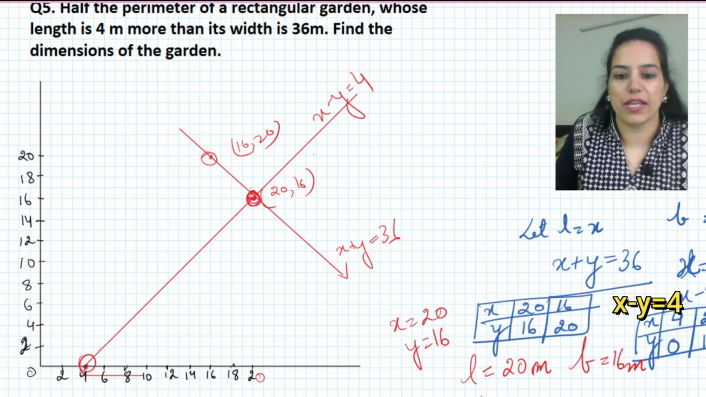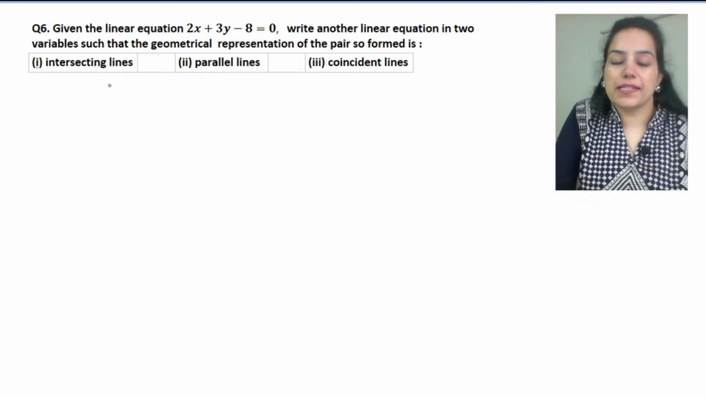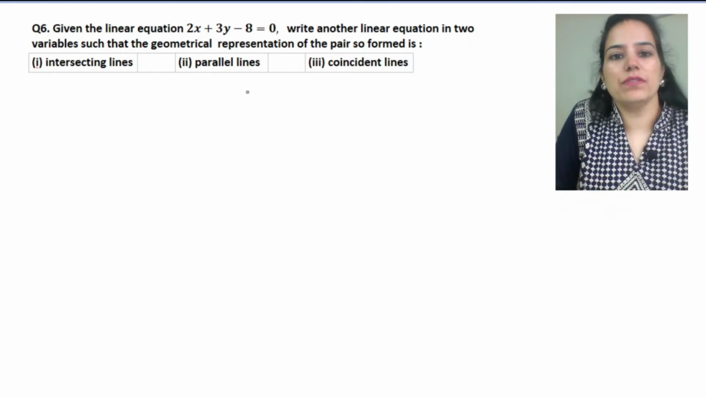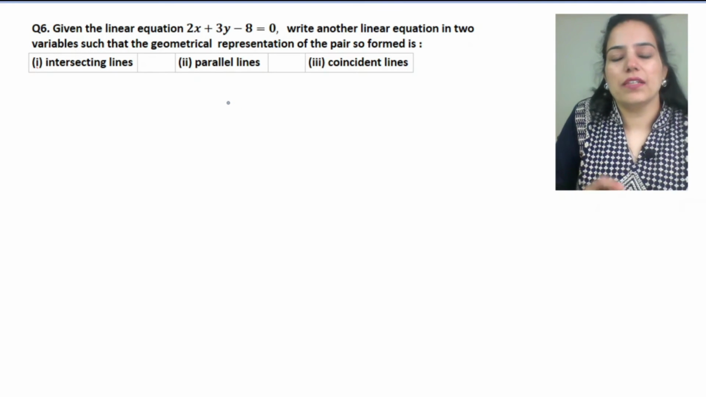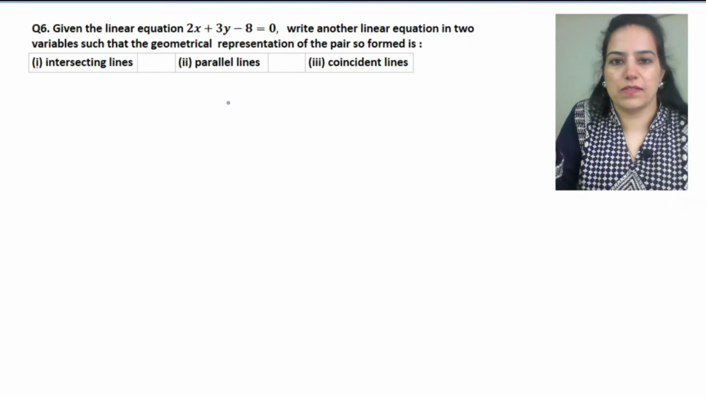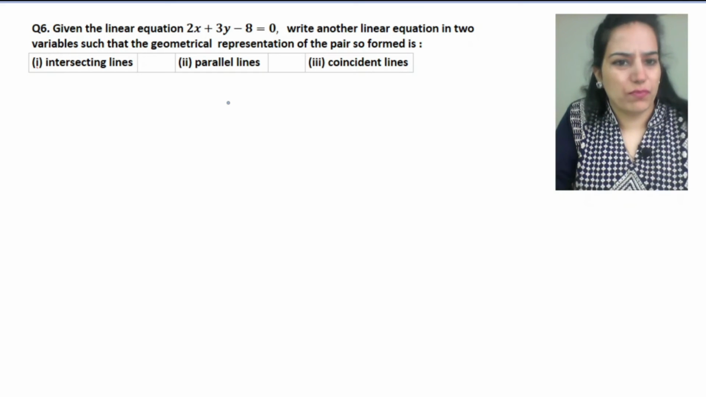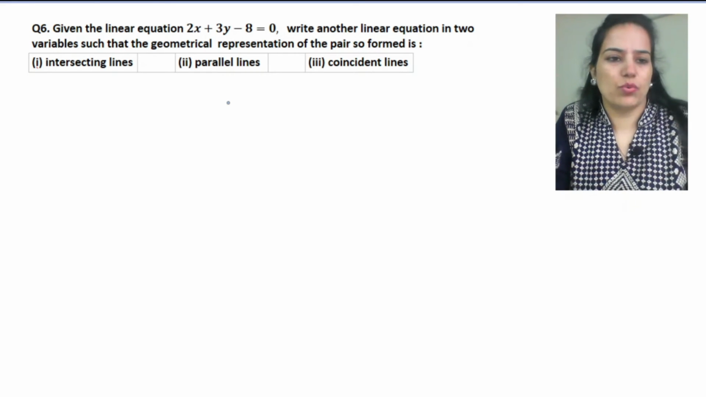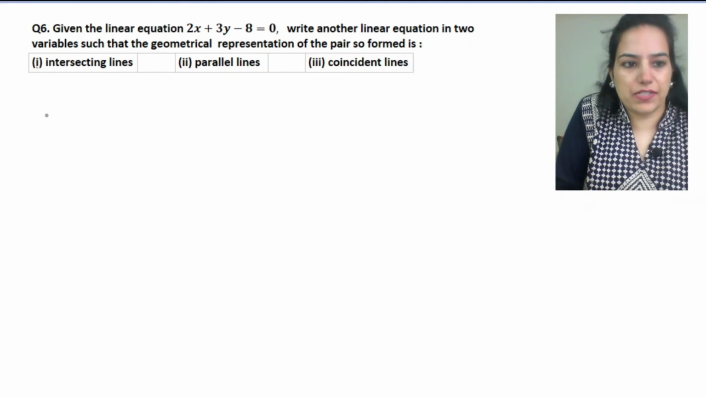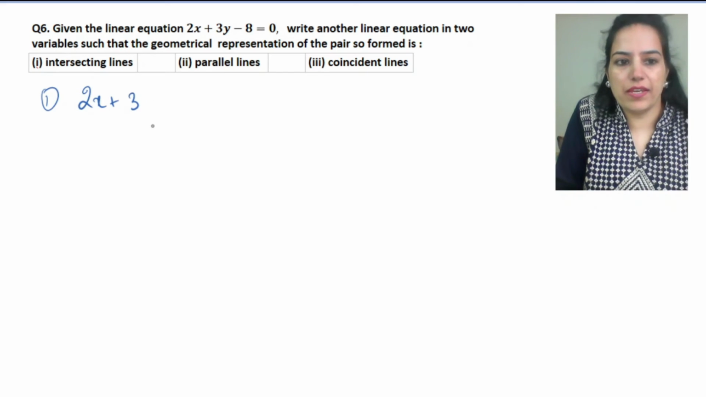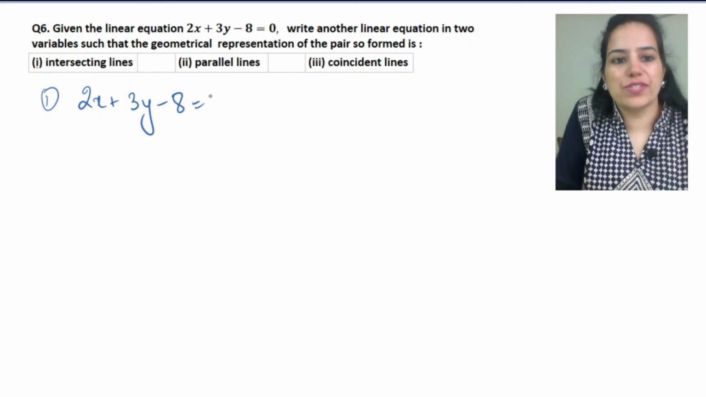All right, let's do the next question now. Question number 6. Given a linear equation, we have to write another linear equation in two variables such that the pair will represent the three cases. Now, this answer can vary from child to child, right? There is no hard and fast rule to find the other equation. Like if I take the first case, 2x plus 3y minus 8 equals 0 is given to you.